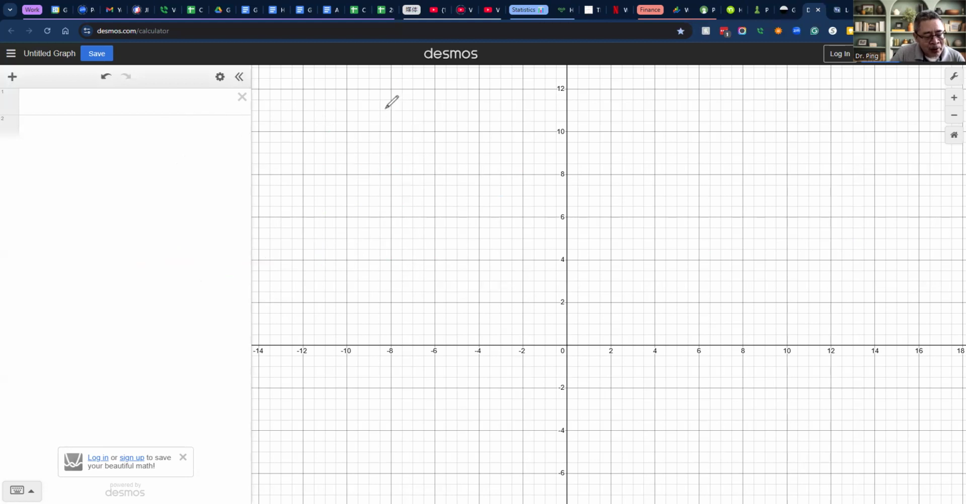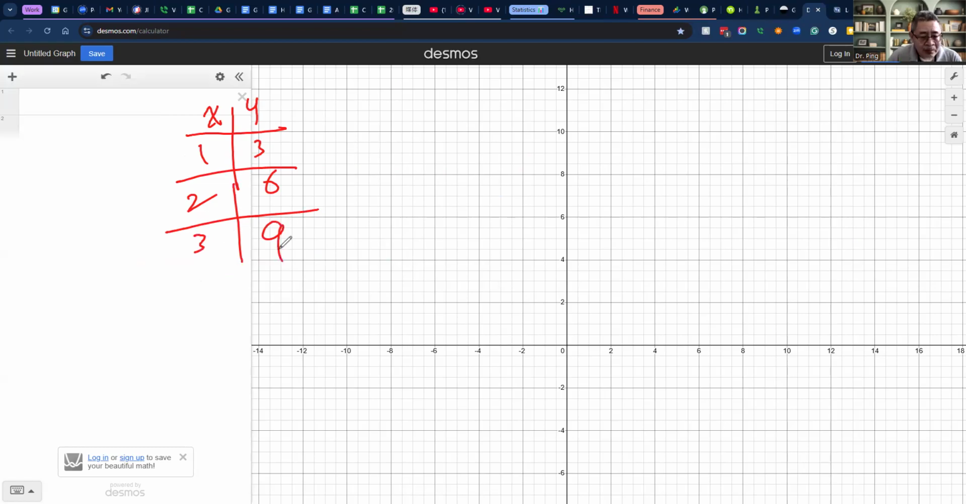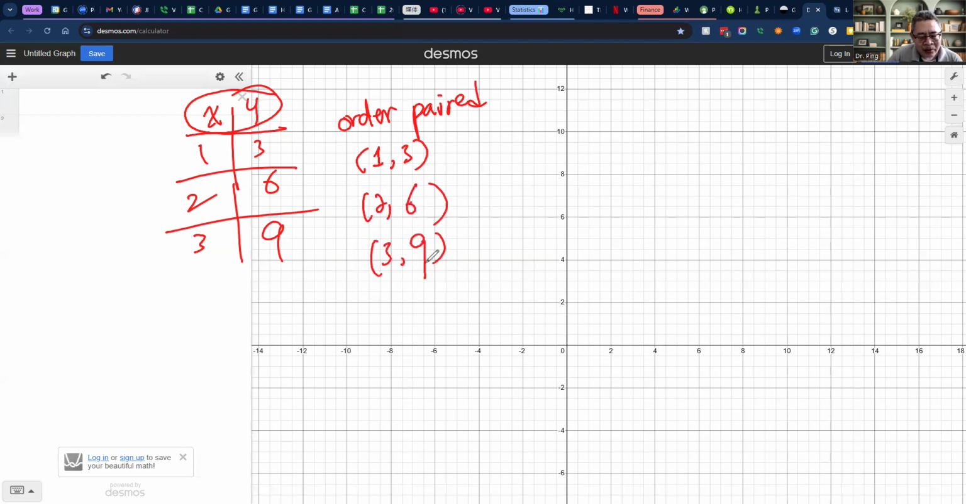Now, based on the table we made earlier, 1, 3, 2, 6, and 3, 9, you can think of each as a pair of numbers. They're called ordered pairs, because it's a pair and it's in order: x goes first, y goes second. In the XY coordinate system, we can find the point corresponding to each ordered pair. The first one, 1, 3: 1 is here and 3 is here, so that's a point here. Then 2 and 6, and 3 and 9 will be here.